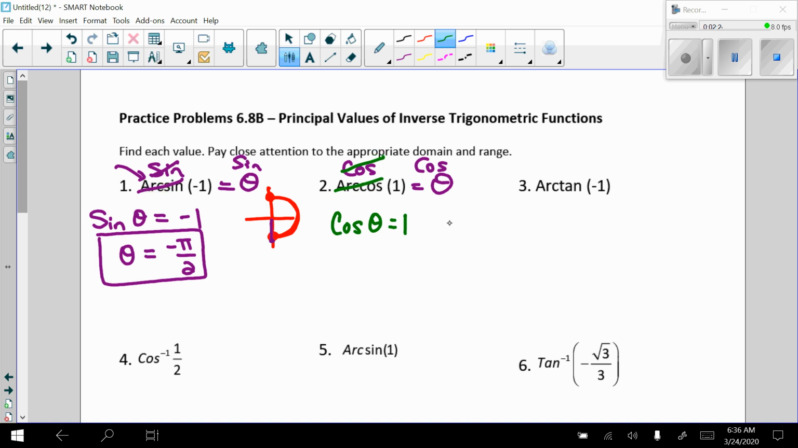And again, we have a certain domain, a limited domain, when we are dealing with the principal values of cosine. And that goes from 0 to pi. So we're looking just here on this half of the unit circle to see where the cosine equals 1. So hopefully you remember cosine is the x values, and only at theta equals 0 does the cosine equal 1.